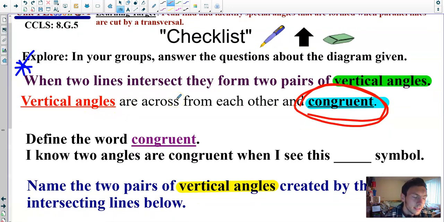Congruent in math is a synonym of the word equal. Congruent means has the same measure. So I know two angles are congruent when I see this symbol. The symbol for congruent, maybe you know it, maybe not, is an equal symbol with a little squiggly line on top of it. That's the symbol for congruent.